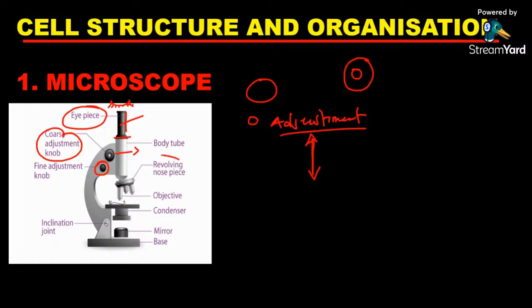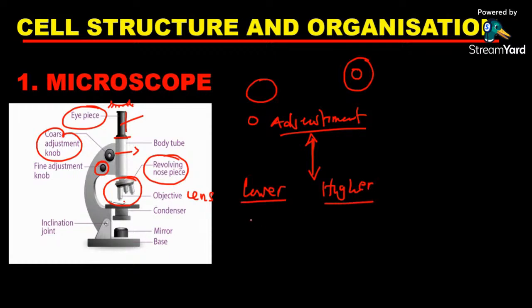Now, what about the revolving nose? It is a circular metallic piece holding the magnifying lenses to the tube. In short, it holds the magnifying lenses. As you can see here, they are the objective lenses that you find here. They are of different magnifying power. We have lower magnifying power, and of course we have higher magnifying power here.